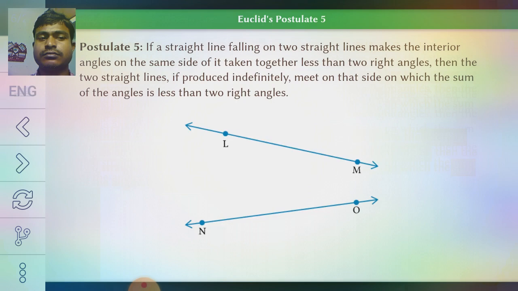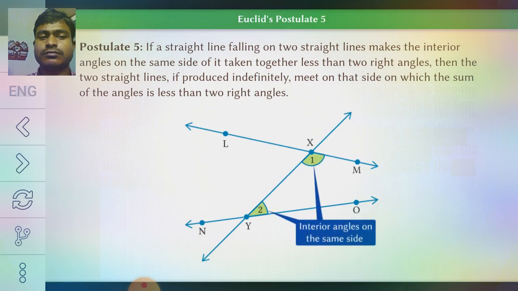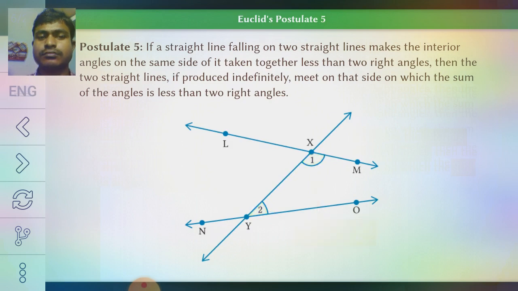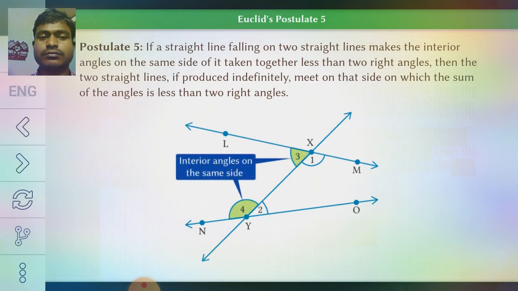Suppose that a straight line XY falls on two straight lines LM and NO. We can see that the angles 1 and 2 are the interior angles on the same side of XY, and similarly, on the other side of the line, angles 3 and 4 are also interior angles, which are both on the same side of XY.